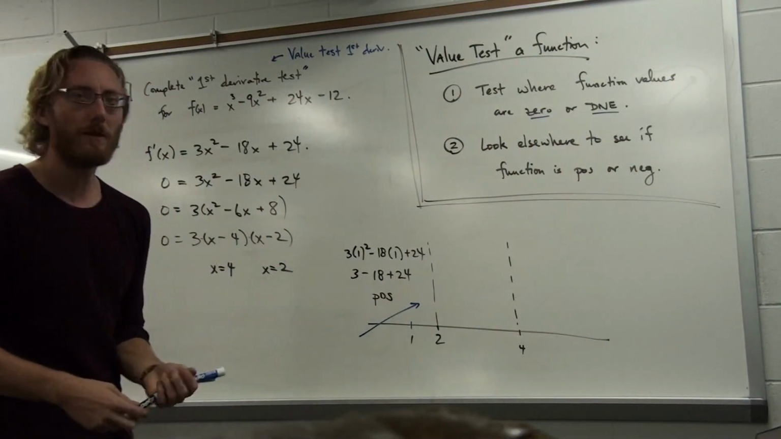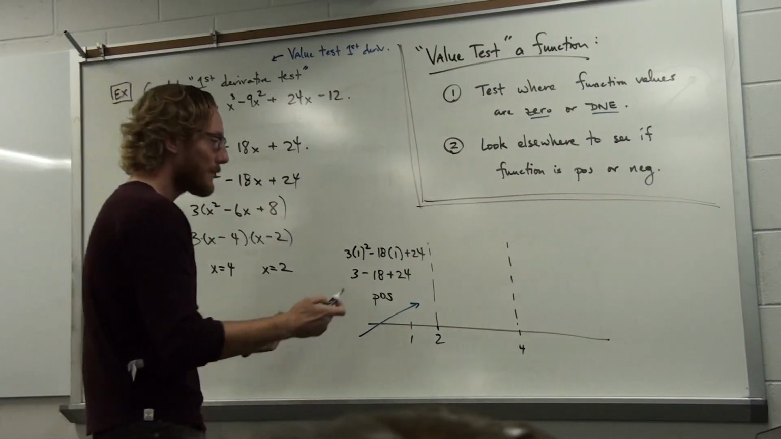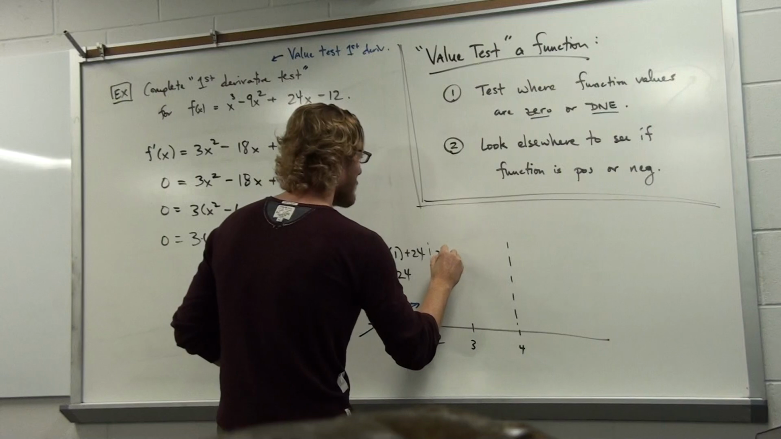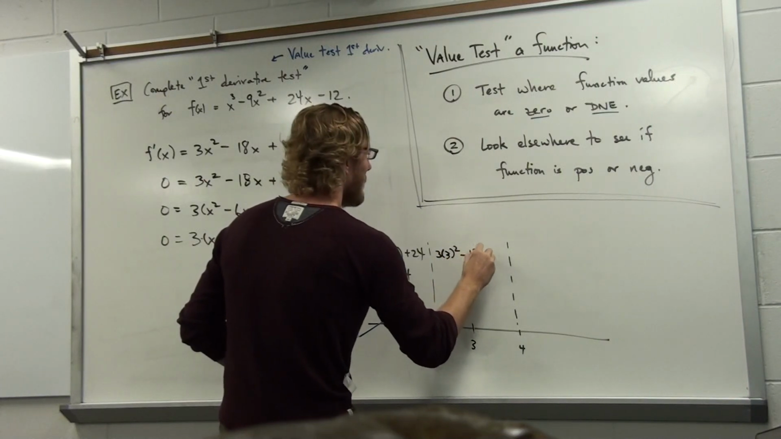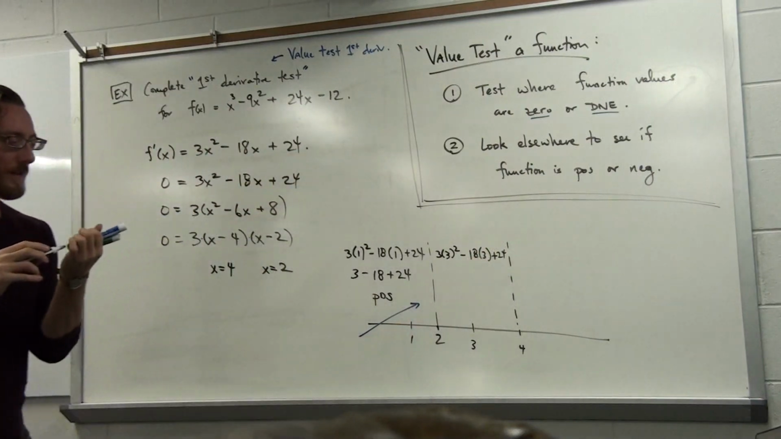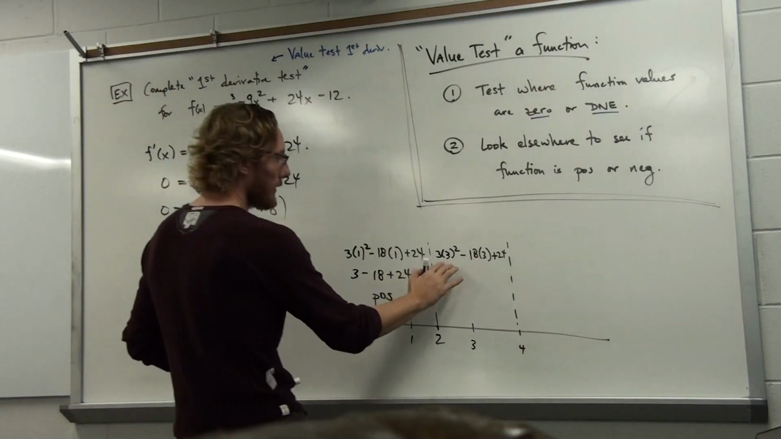Okay, now next. We need to test between 2 and 4, because we know the first derivative has a value of 0 at 2 and at 4. Let's test between 2 and 4. The natural choice would be 3, I suppose. So this would be 3 times 3 squared minus 18 times 3 plus 24. And now, we don't need to know what this value is specifically. We just need to have a notion of what this value is. So let's run the numbers here.